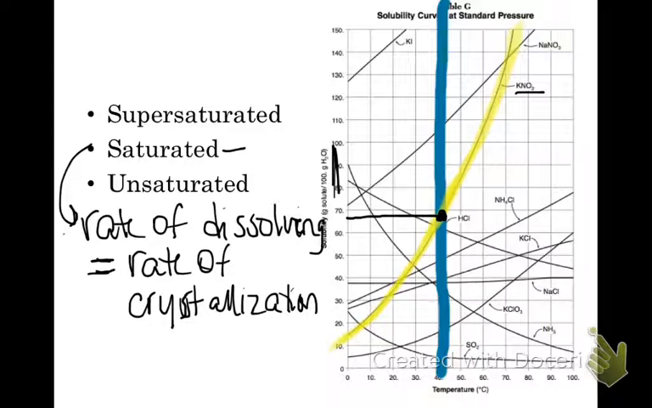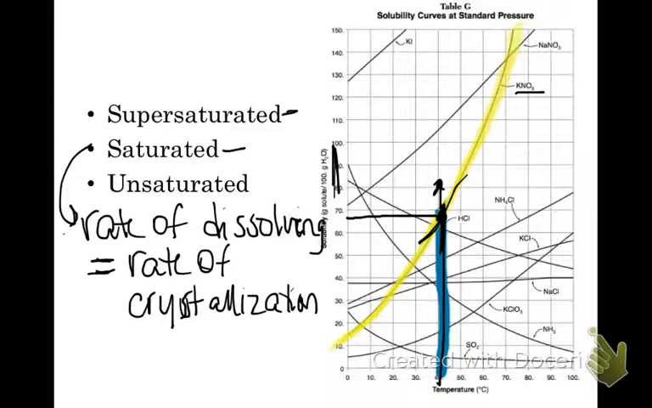Say they ask us what will happen if you put in 80 grams of KNO3. So we said 80 grams. 80 grams here actually falls above the line of where KNO3 is at 40 degrees Celsius. So we have to make sure we stick to that same temperature, 40 degrees Celsius. That is called supersaturated. So when supersaturated, no more solute will dissolve.